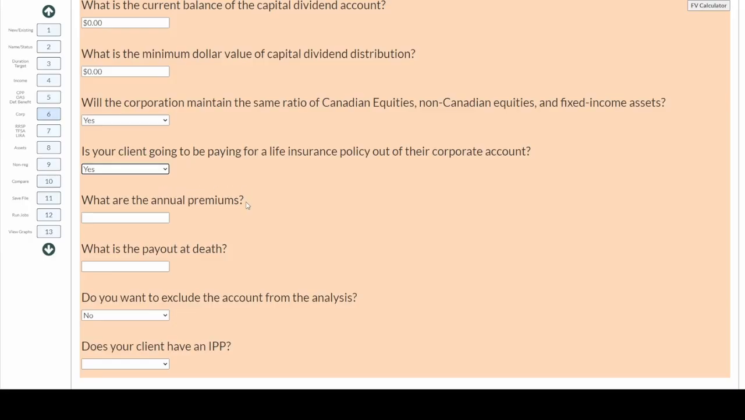Enter if the client is going to be paying for a life insurance policy out of their corporate account, and if yes, enter the annual premiums and the amount of the payout at death. Next, enter if you'd like to exclude the corporate account from analysis.